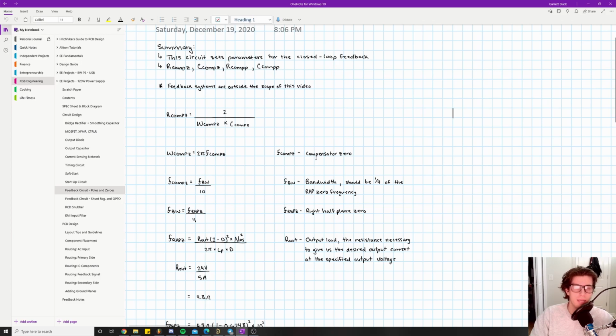But F comp Z, that term stands for our compensator zero. And that's kind of all the data sheet mentions about it. And so that's going to be equivalent to, like I said, FBW divided by 10. So FBW is going to be bandwidth, should be 1/4 of our RHP zero frequency. RHP is right half plane. So that's also another feedback systems term. If you've taken feedback, you should recognize a right half plane zero. If you haven't, then don't worry, I'll make a video explaining all of this stuff.